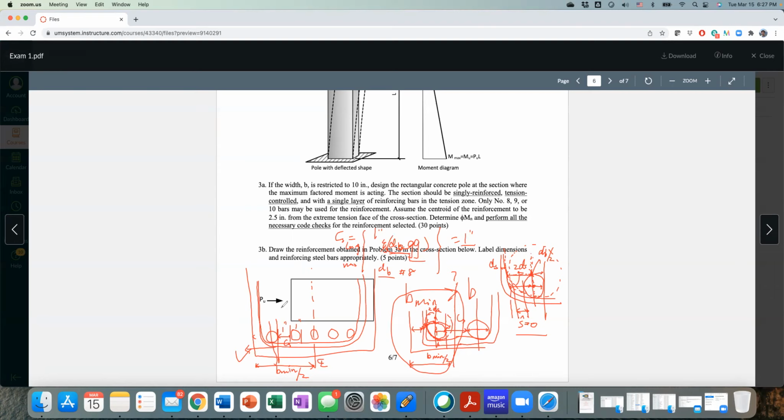Now assuming whatever you have here, let's just make things up. Let's say it's 4.5, which is a very large number, but let me just say this is 4.5. From the edge of the concrete to the edge of the first bar, you have 1 inch, another 1 inch, and then half a bar to the center line. So 4.5 plus 1 plus 1 is 6.5, plus 1 is 7.5, plus 0.5 is 8 inches, is that right?